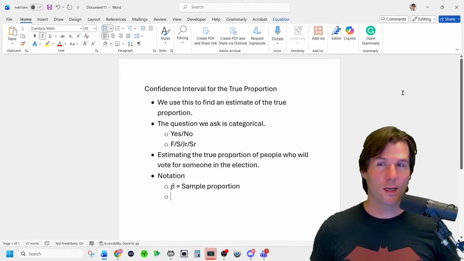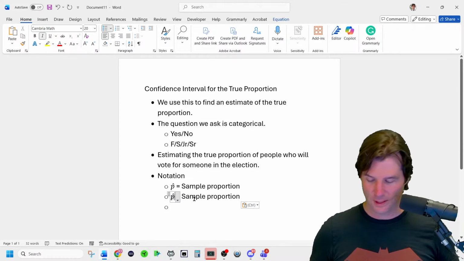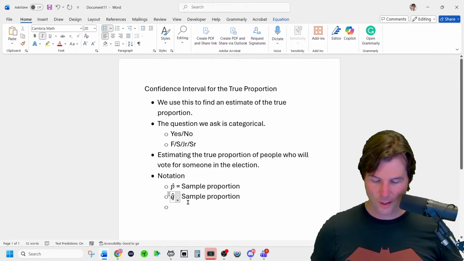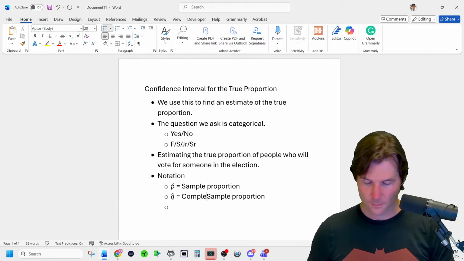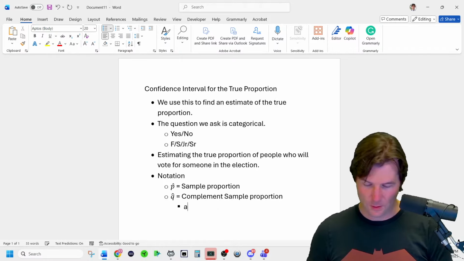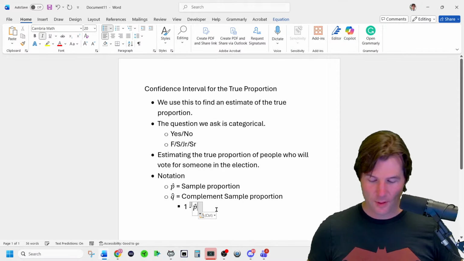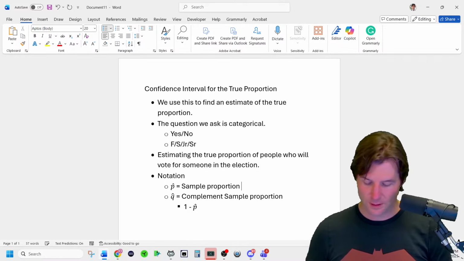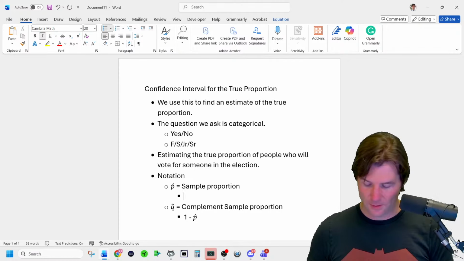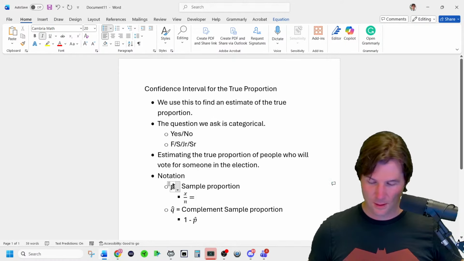Now, what can we find from p hat very easily? What is easy to find? Q hat. The complement of the sample proportion. And q hat is 1 minus p hat. We're going to do examples of this coming up, but you need to know the notation, you need to know how to solve it. And p hat is found by x over n equals p hat.